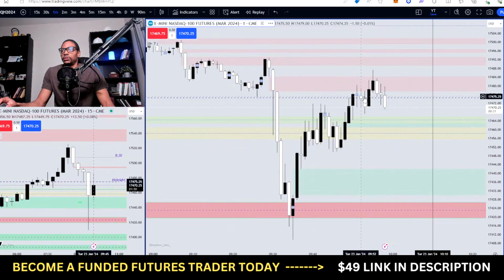All right, so we traded all the way back to the midnight open. Looks like we did close above for a couple candles, and now we're retesting that level to see if it can hold.